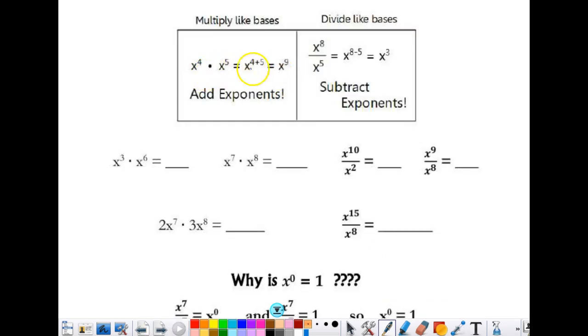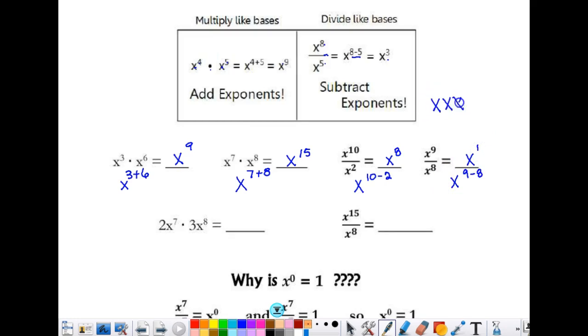Again, they're reiterating right here that if you're multiplying and your bases are the same, like the x's are the same, you add the exponents. If you're dividing, remember a fraction is a division problem. If you're dividing, you subtract, okay? So this would be x to the, you add up 3 and 6, and you get x to the 9th. This would be x to the 15th. This would be x to the 8th. This would be x to the 1st, and you don't have to write that.